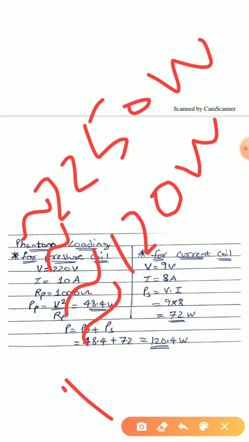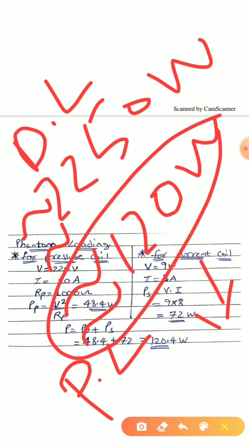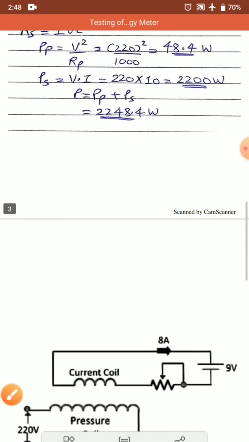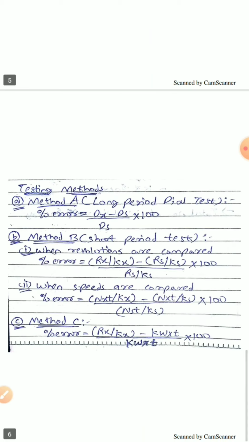Here we can see that in the phantom loading case, as compared to the direct loading case, the power consumption is very low, therefore we can easily go for phantom loading. So phantom loading is also one of the techniques that we use when we are going for the testing of energy meter. Now there are various testing methods, and we will see what the different testing methods are.